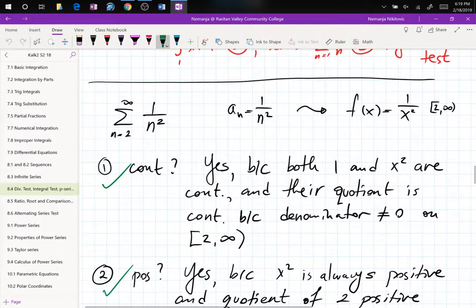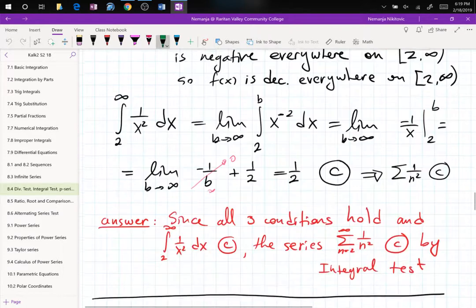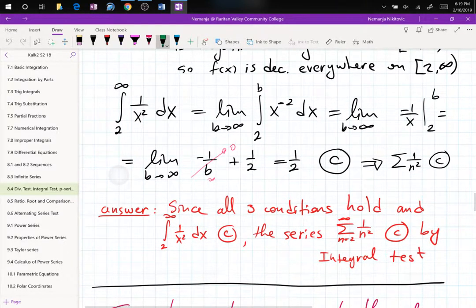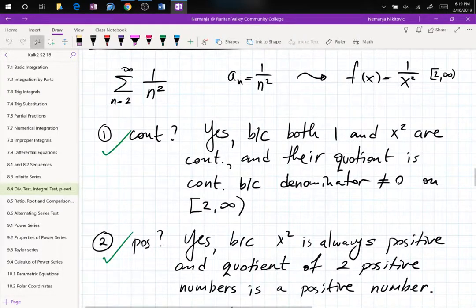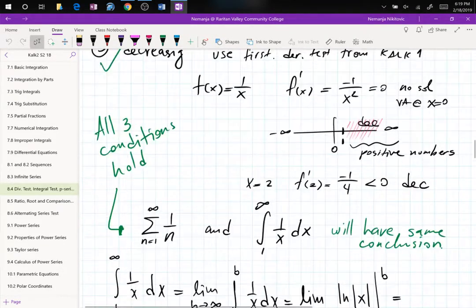The denominator cannot be 0 because 0 is excluded. If you take a look, the domain is 2 to infinity, so it's not 0 ever. So I'm calling on the theorem that the quotient of two continuous functions is continuous if the denominator is not 0. That's the proof. You also have to prove that it's positive and decreasing, and then you can do the problem. Welcome to Calc 2, right? So if you can do continuity, then the problem is done.